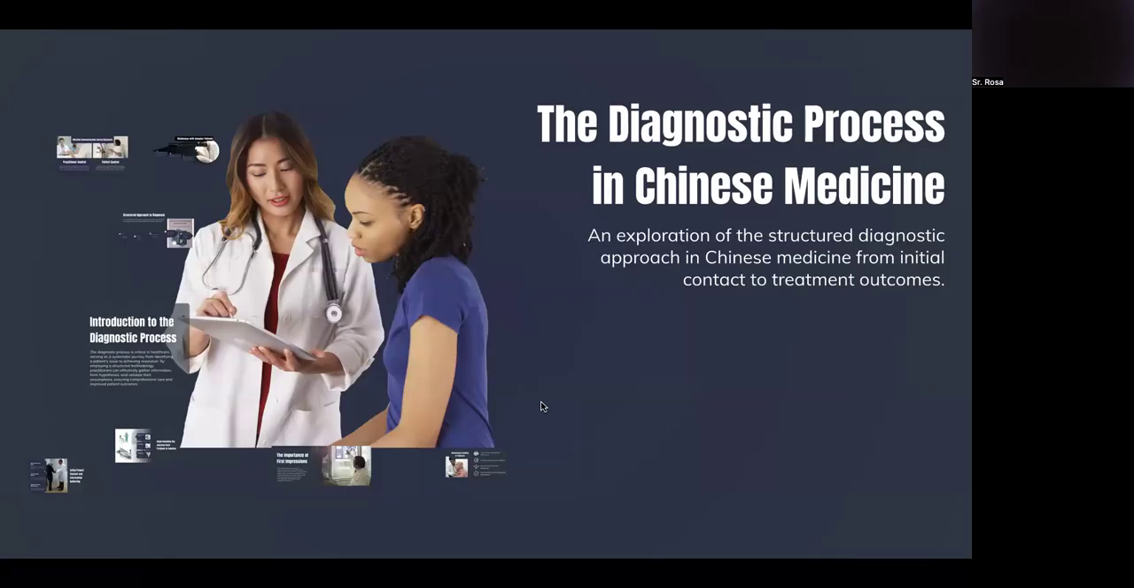The diagnostic process in Chinese medicine. Today, we explore the structured diagnostic approach in Chinese medicine from initial contact to treatment outcomes.